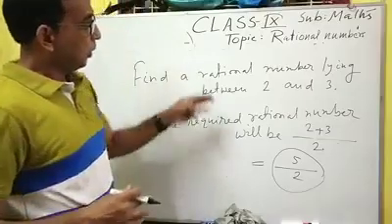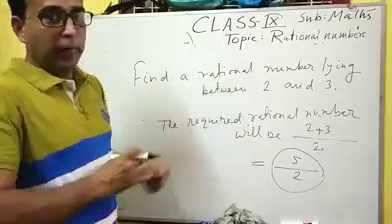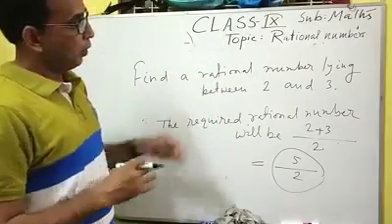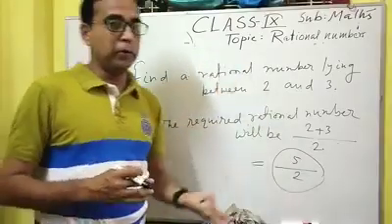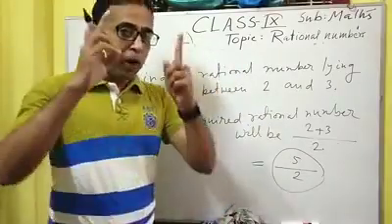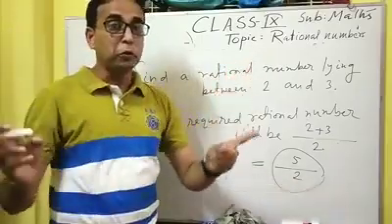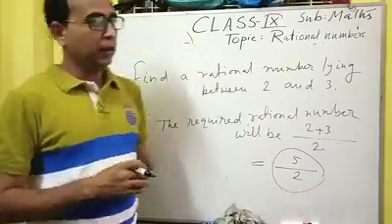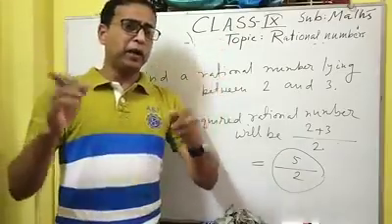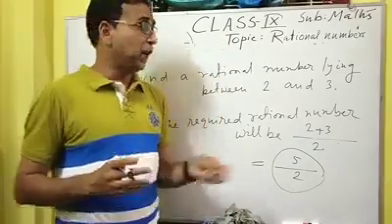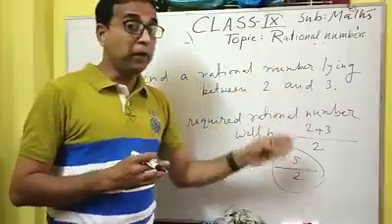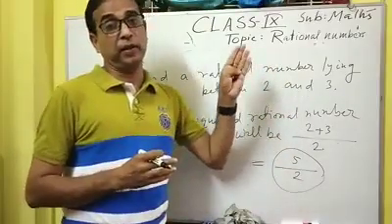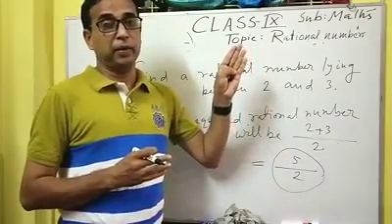In this way we can find just one rational number between two numbers. Remember that between any two rational numbers there are many rational numbers. Okay?